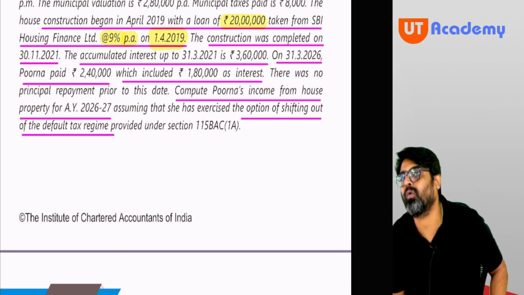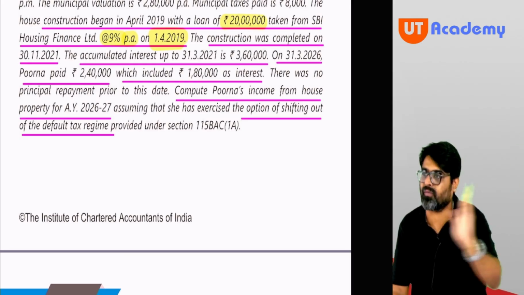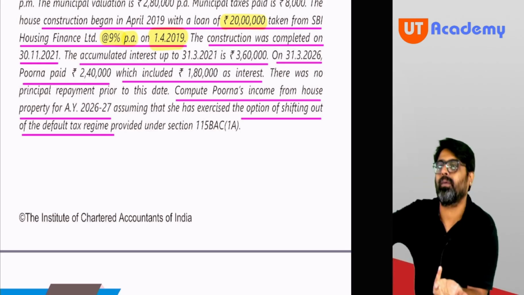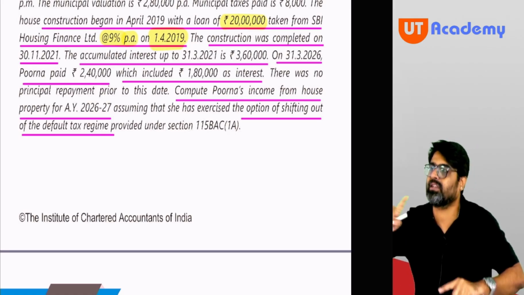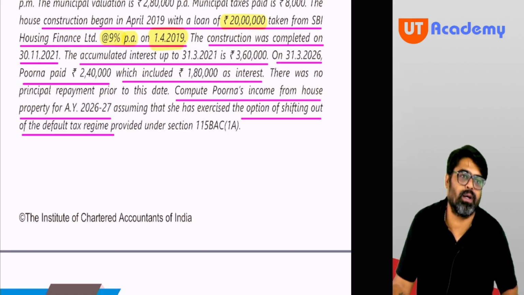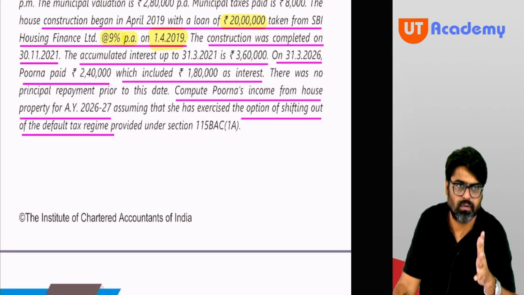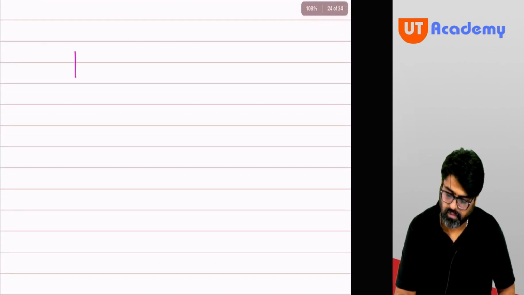Principal is repaid on what date? 31st March. Prior to this date, there was no principal repayment, meaning for the full year, how much loan was outstanding? 20 lakhs. Therefore, on that 20 lakh, 9% is calculated, which is 1 lakh 80, the interest for this year. Getting my point? Understood or not? No? Wait, I'll tell you. When did you pay? This is your previous year.